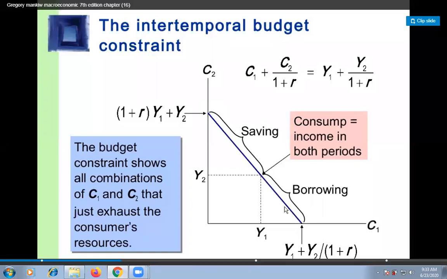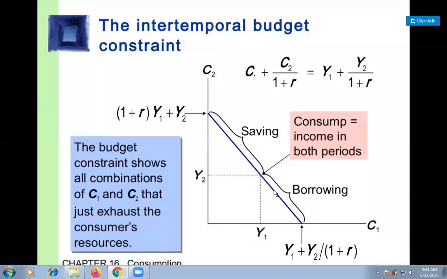So this portion shows borrowing. Means you will borrow for current consumption.